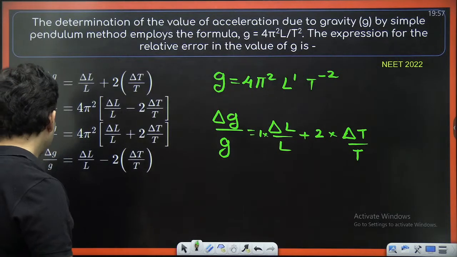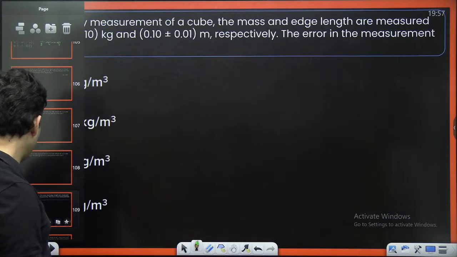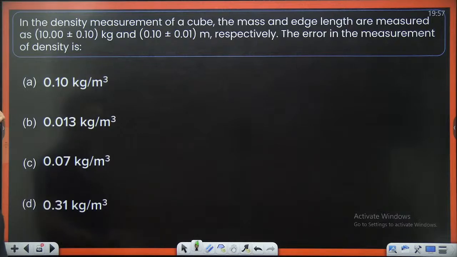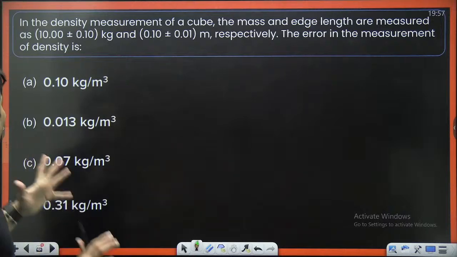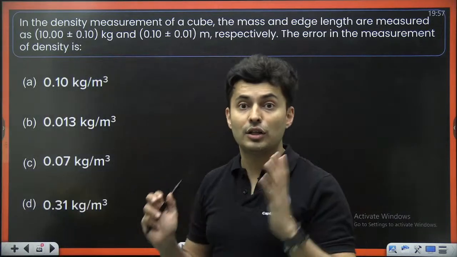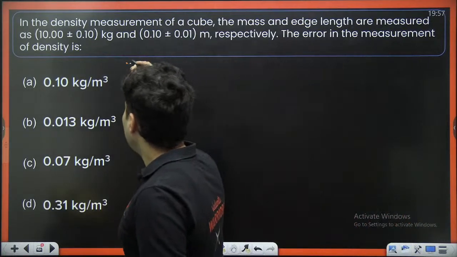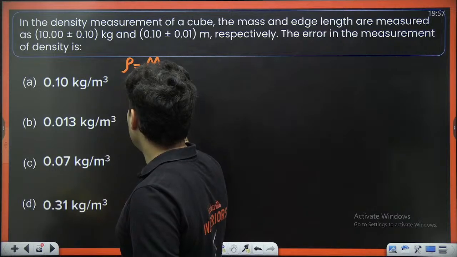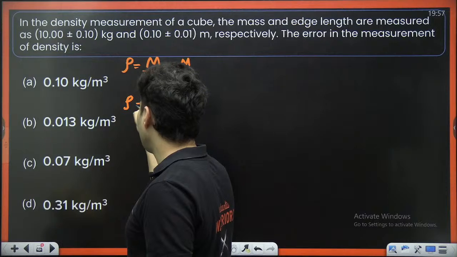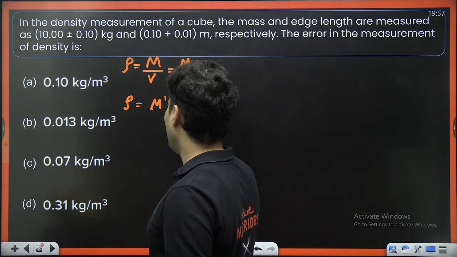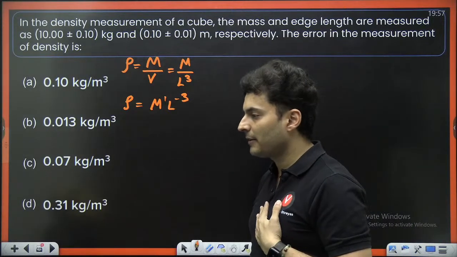Very nice. Let's go to the next question coming up on your screen, guys. Here it is. The density of a cube of some mass and some edge is this much. What is the relative error in the density? Wow, nice question. First of all, density formula is mass by volume. Volume is length cube. Writing it in the power form, density is m raised to 1 L raised to minus 3. I just wrote it in the power form for satisfaction's sake.